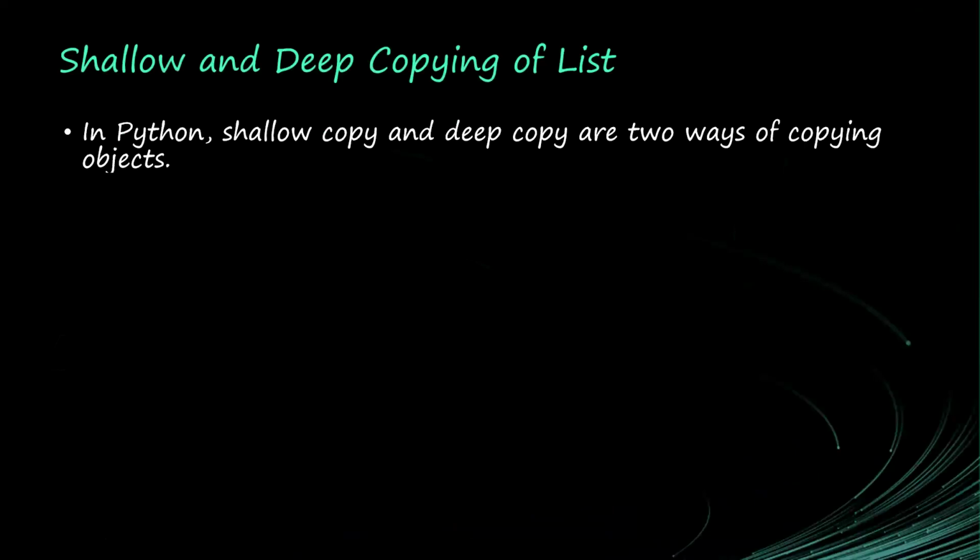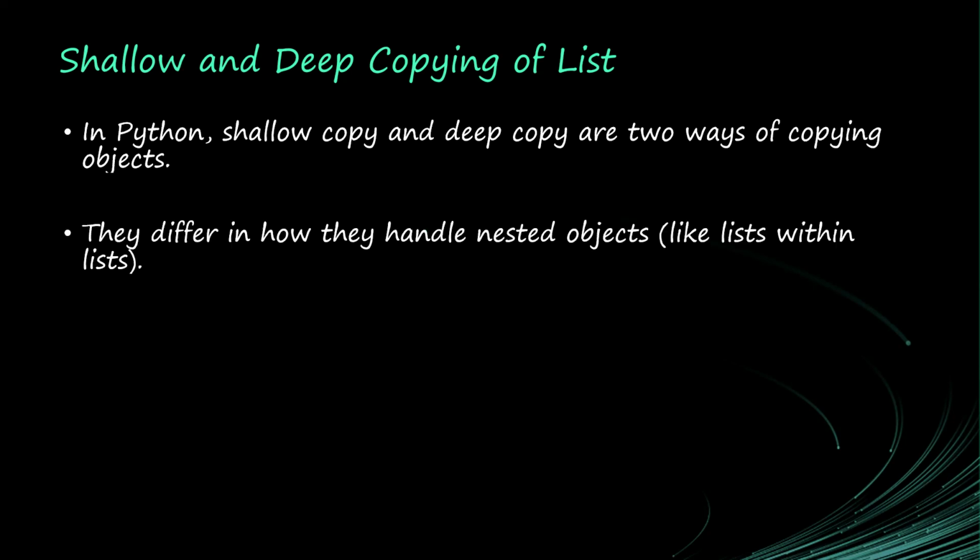So in Python, shallow copy and deep copy are two ways of copying objects. If you want to make a copy of an object, a copy of a variable, let's say a copy of a list, a tuple or a dictionary, shallow copy and deep copy are two ways you copy objects. They differ in how they handle nested objects.